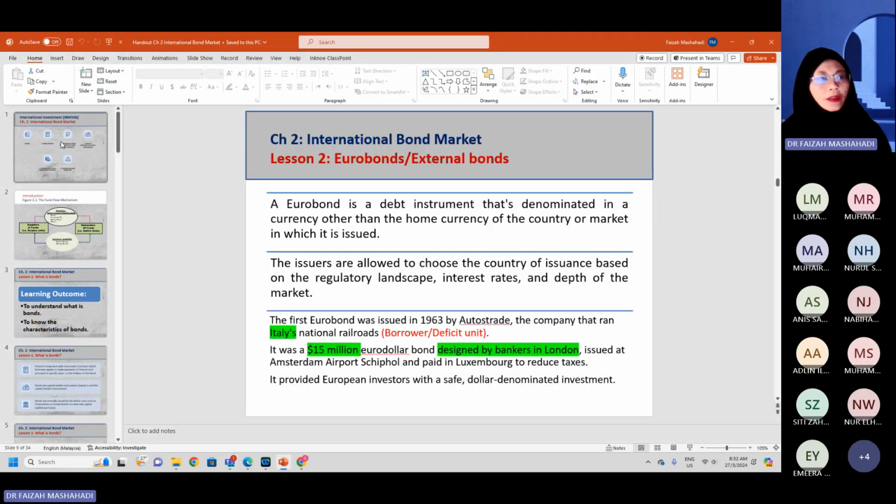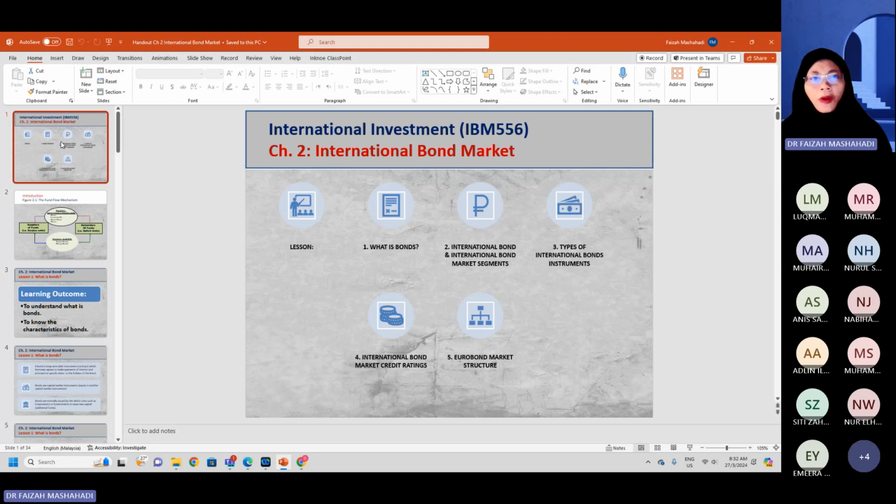All right, so this is what we're going to explore. As for today, we are talking about the international bond market. And this is our plan, the lessons that we are going to cover from this chapter. The first one is the definition: what are bonds? And we have international bonds and international bond market segments, types of international bond instruments. And then we have international bond market credit ratings. And finally, Eurobond market structure.